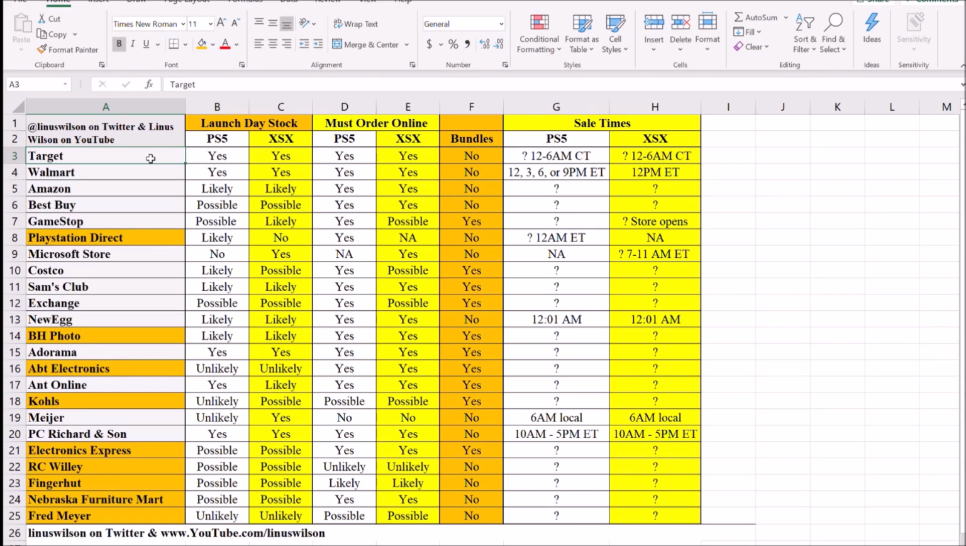So it really depends on what your home Target is. And it did seem like that, and this happened with Walmart later in the day. So Target went up at around 1:30, 1:25, 1:20 a.m. Eastern, which is pretty close to what the customer support reps were saying.